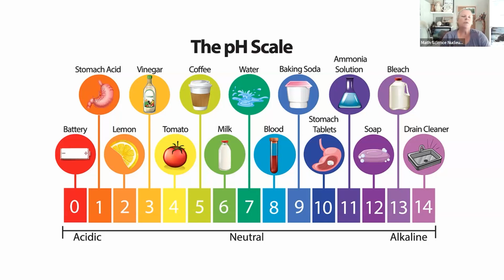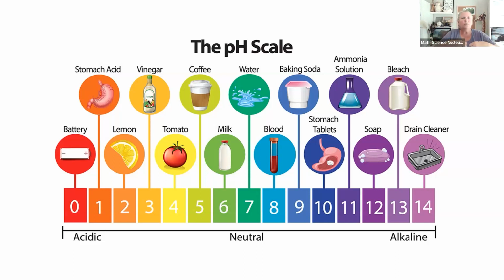All right. So a couple things to notice. Water is 7. 7 is neutral. That's good for us. Okay. So let's see, if you're swimming in the pool, since it's still a little bit warm, and you get out of the pool and your eyes are red and itchy, you know why your eyes are red and itchy? It's not the chlorine.